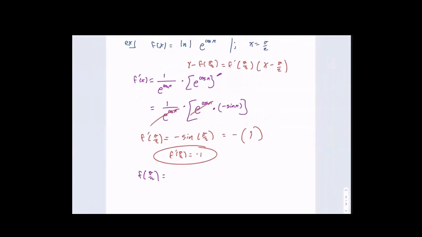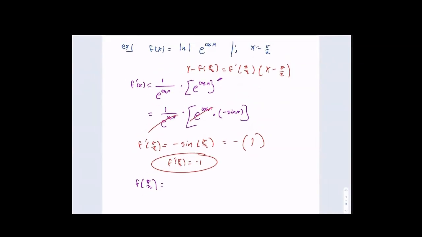So how do I find f of pi over 2? It's the easiest thing to do. It's not even calculus. On the inside, cosine of pi over 2 is just 0, so it's e to the 0, which is 1, and 1 over 1 is just 1. We use the original function. It is e to the cosine, and don't forget the natural log. So we just plug it in. There's no calculus. Here's a function. Plug in to that function.